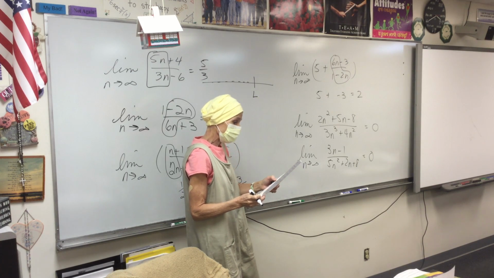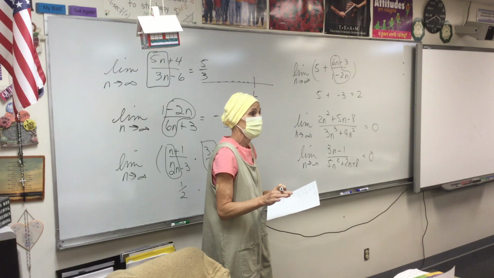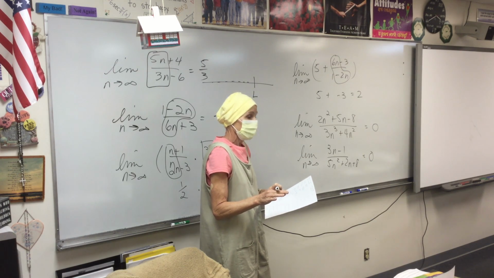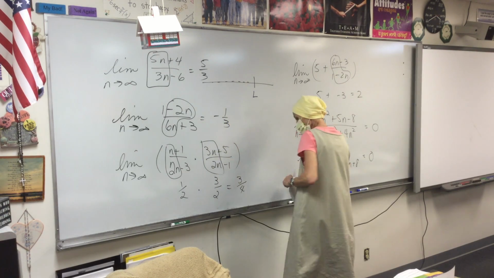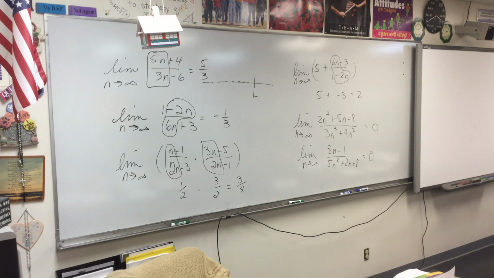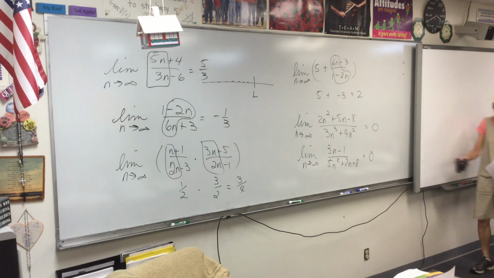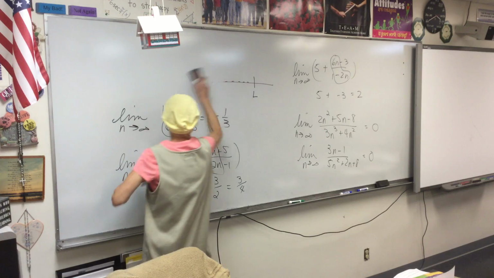Now, take a look at number 6. So the answer to number 2 is 0, 6, 1. And the answer to number 6 is actually no limit. It does not have a limit. Now, would somebody like to try to explain why number 6 has no limit?